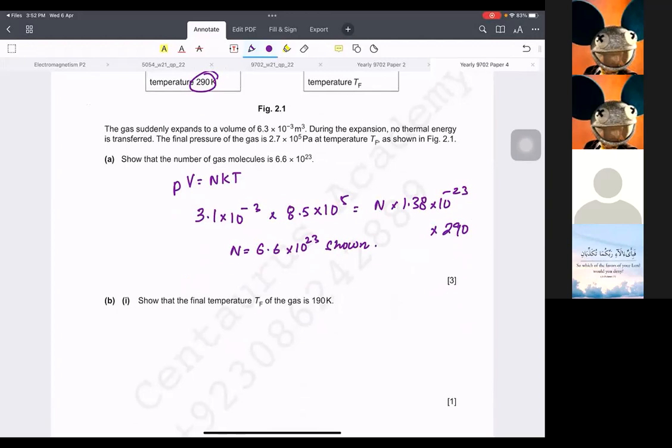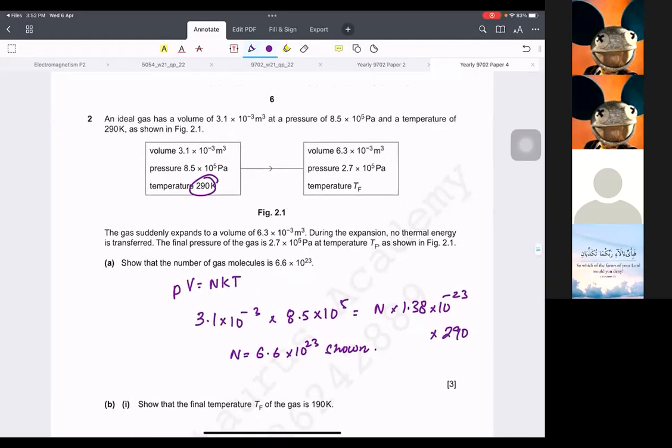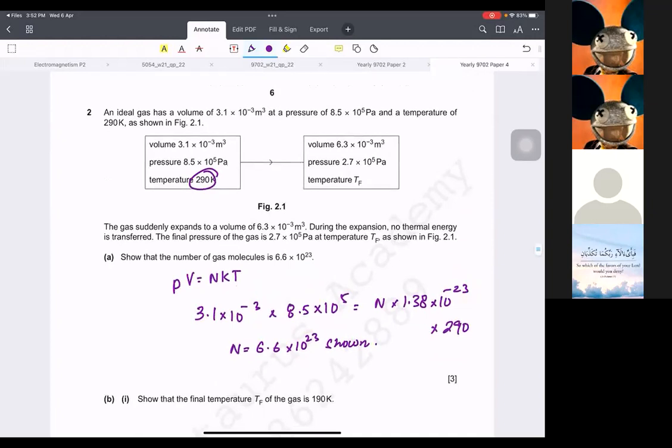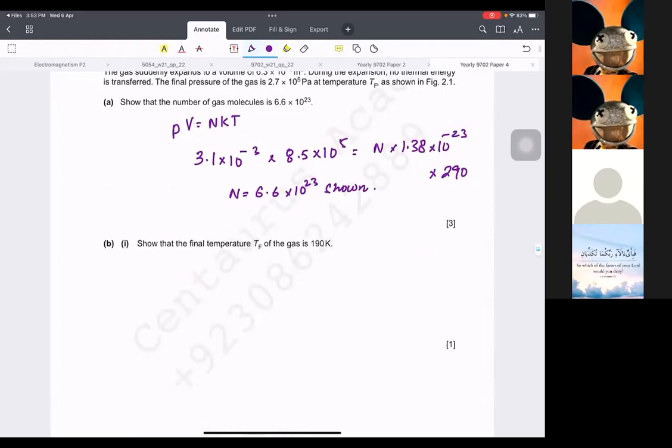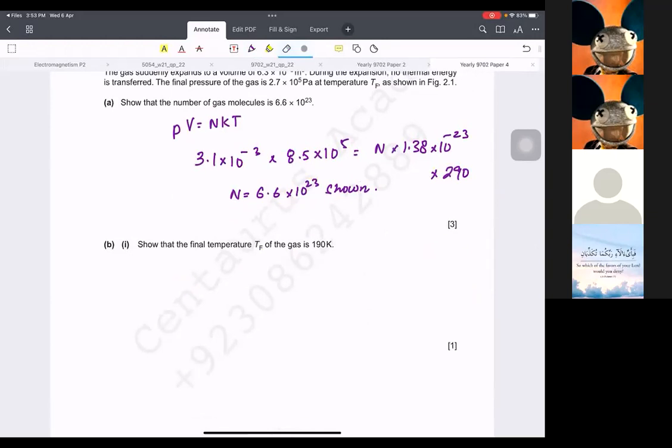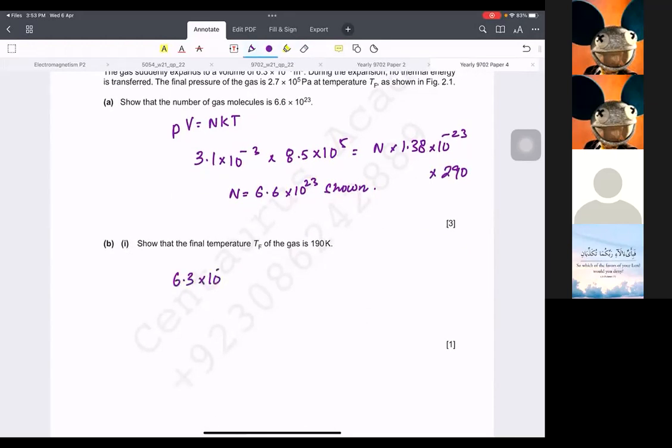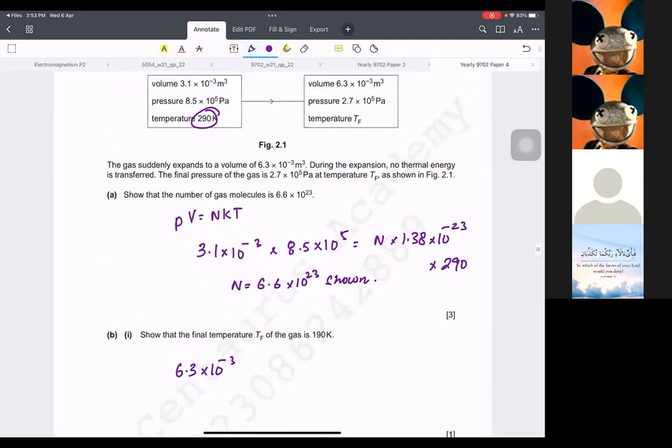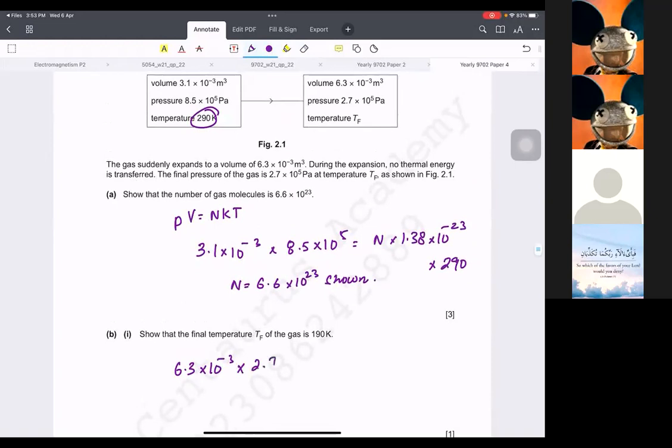Now it says show the final temperature of the gas is this. Okay, so that's simple. They've already given everything. So what you do? You can use the same thing. 6.3 times 10 raised to minus 3, that is the volume, right? Times pressure is 2.7 times 10 raised to 5. Okay. And no, this is not correct. Sir, use P1 V1 over T1 equals P2 V2 over T2. Fine.